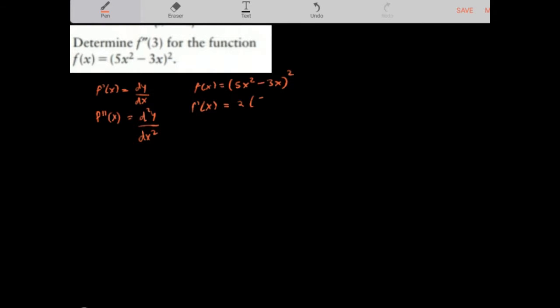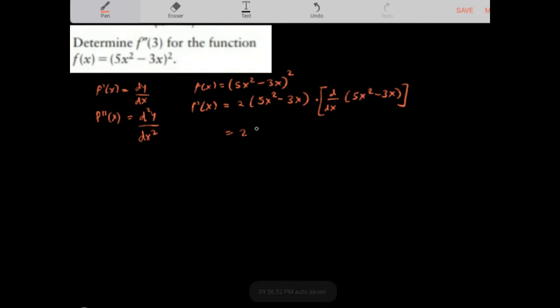So I'm going to first use the power rule, so you get 2 times 5x squared minus 3x. Then you do the derivative of the inside, so the derivative of 5x squared minus 3x. So here you'll get 2 times 5x squared minus 3x, and then the derivative of the inside, you'll basically get 10x minus 3, okay? And you can leave your answer like that. There's really no point in expanding.